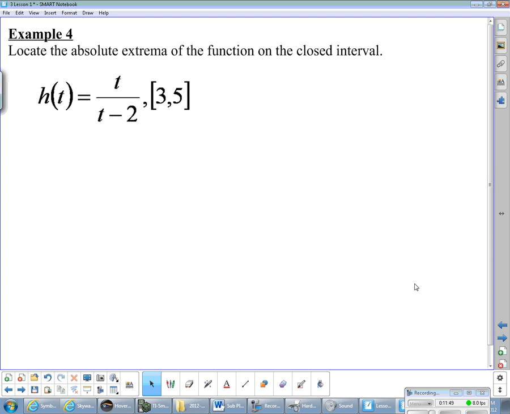We're going to do kind of the same thing. We're going to locate the absolute extrema on this function on the closed interval. One thing to be aware of, we got f of t equals t over t minus 2. It is kind of important to understand your domain here. Your domain would not include t equals 2. But we do not have to worry about t equals 2 because t equals 2 is not on this interval here. We're only concerned about the interval from t equals 3 to t equals 5, including t equals 3 and including t equals 5.